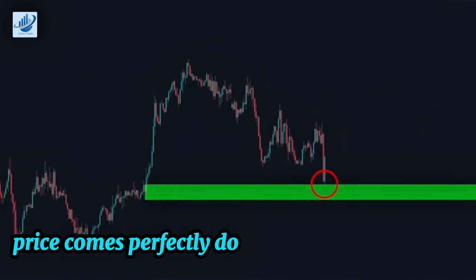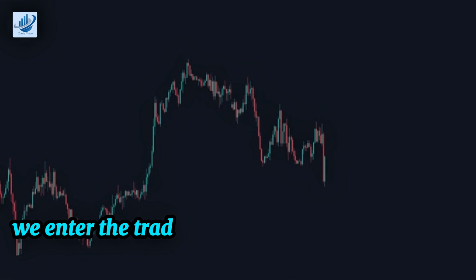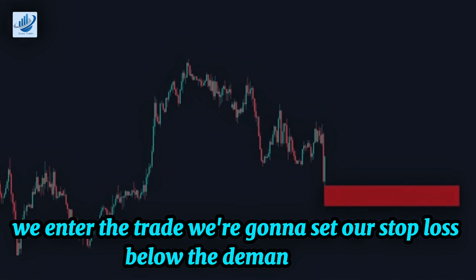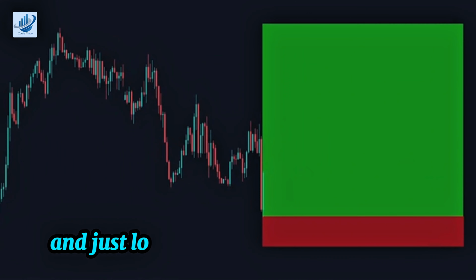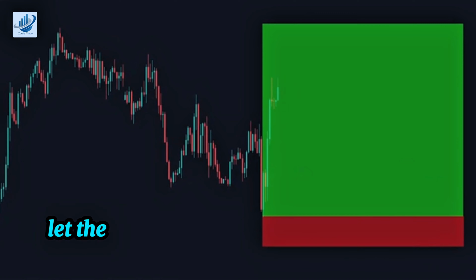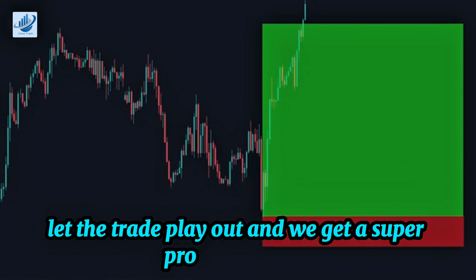Price comes perfectly down to our demand zone, we enter the trade, we're going to set our stop loss below the demand zone and set our take profit at the high of the original move. And just look at that risk to reward ratio. Let the trade play out and we get a super profitable trade.